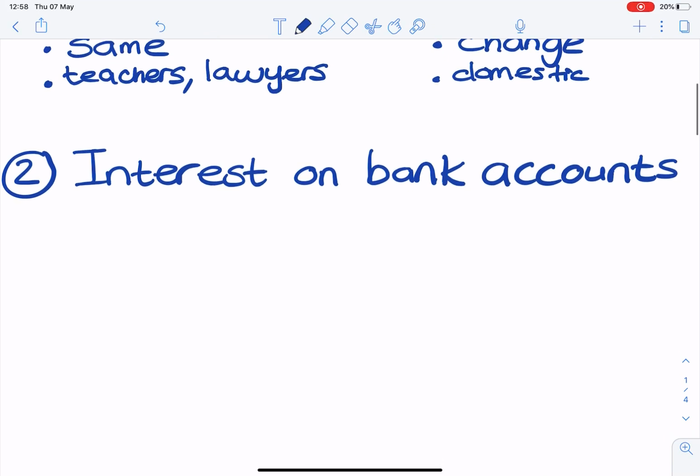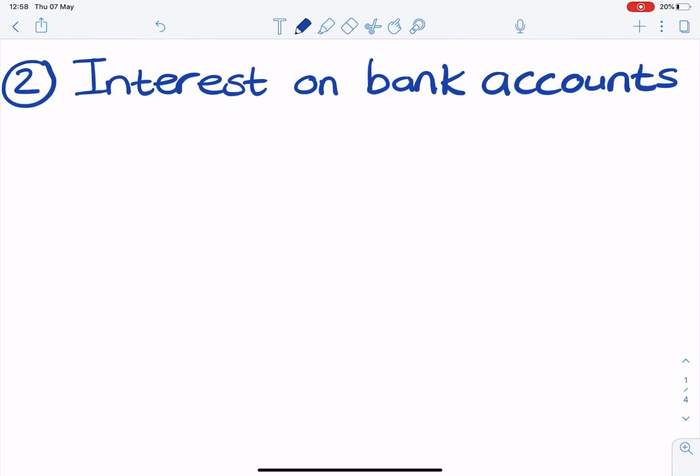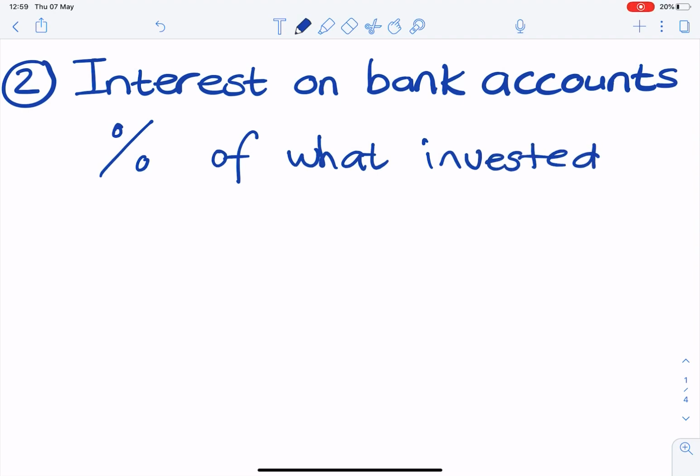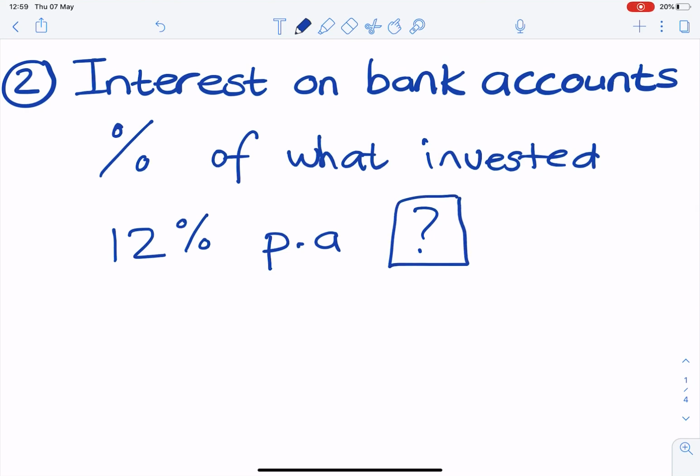Right, the next type of personal income is interest on bank accounts. Now, remember that when you save money in certain types of bank accounts, you can earn an income called interest. We did look at the different types of interest-earning bank accounts last week. The interest that you earn is a percentage of what you invested. So it is based on the amount that you put in the bank originally. For example, they could give you 12% per annum on whatever amount you invested. That means that the amount that you put into the bank will grow by 12% per annum per year.